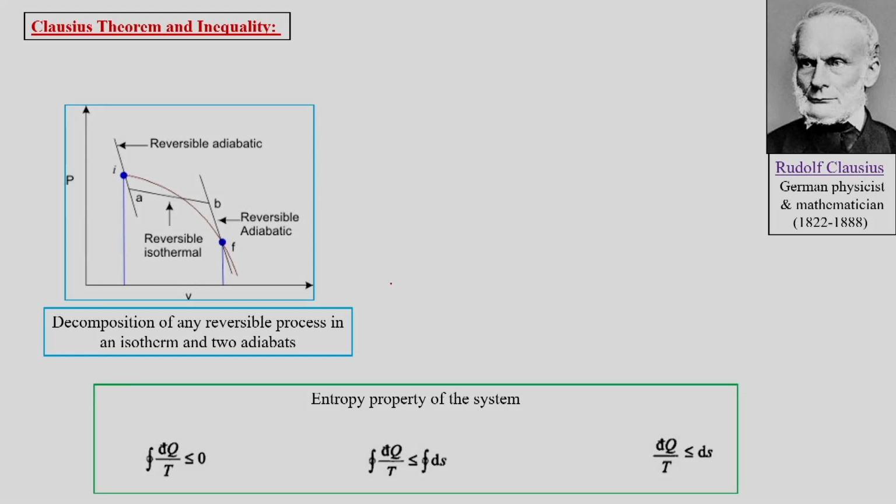I to F is a process which is an arc, and this arc process is getting decomposed into 3 processes. I to A is a reversible adiabatic process. Then we have process A to B, which is an isothermal process, and then process B to F, which is an adiabatic process again. So any reversible process can be disintegrated into isothermal processes and adiabatic processes. This is very much required for us.